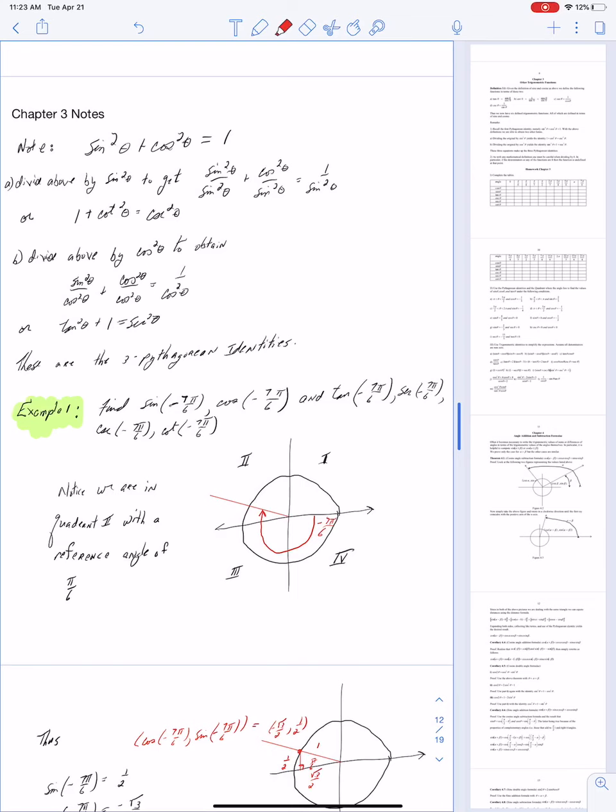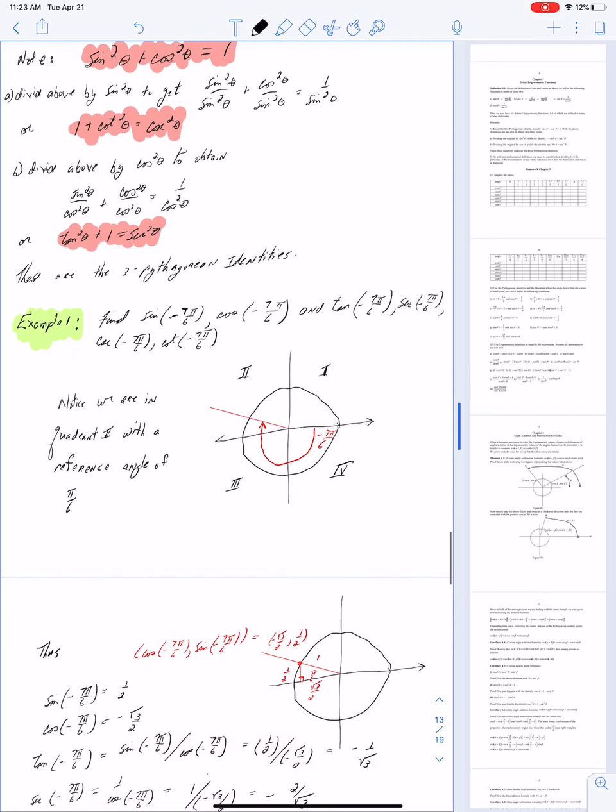So here are our new Pythagorean identities. We have 3 of them. One is this one. One is this one. And the last one is this one. Those are the 3 Pythagorean identities. Now, what can we do with those Pythagorean identities? The answer is, we can use them to compute other trig values.